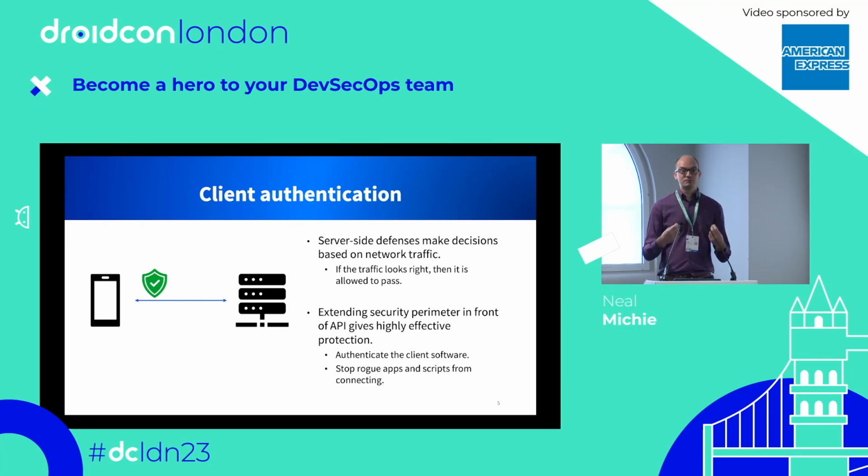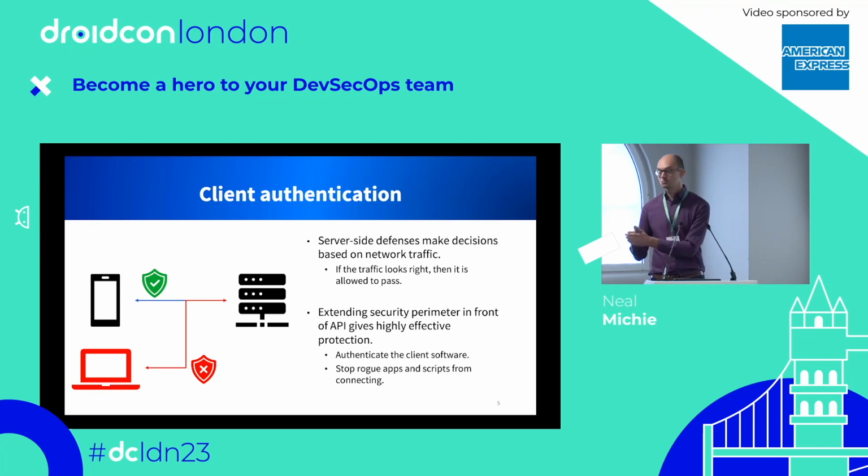So what I propose, and where this front of API topic comes from, is if we can extend our security perimeter out from the server, augment what it's doing with client-side security, and actually authenticate every client-side device, every app that's connecting to the API. And by doing that, we know it's coming from your mobile app, allow it through. It's coming from a script running on the bad guy's laptop, we stop it.